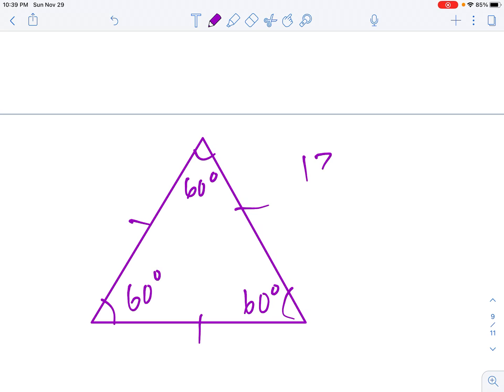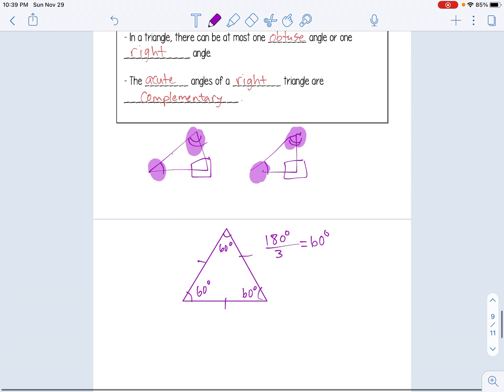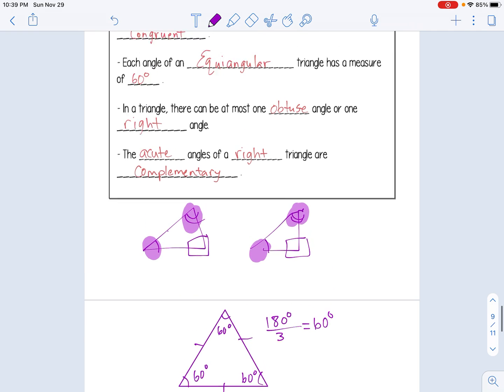Okay, and why is that? I know that a triangle adds up to 180. That's what we learned today. And the three angles have to be the same, so then you would have to divide it into 3 equal parts, and that's where they all get 60. So some of these, the faster you put them to memory, the better off you're going to be.